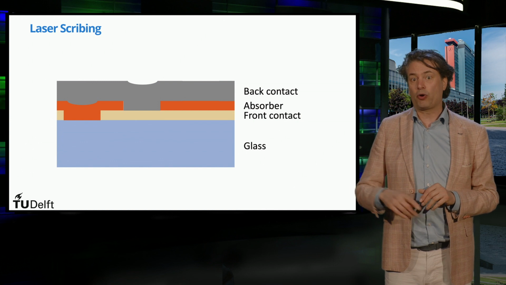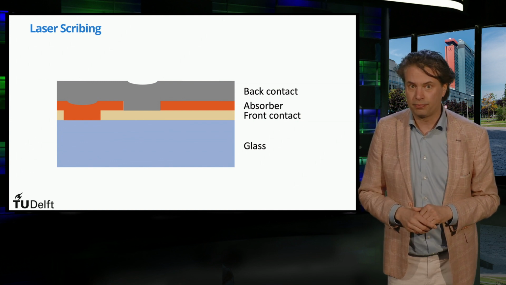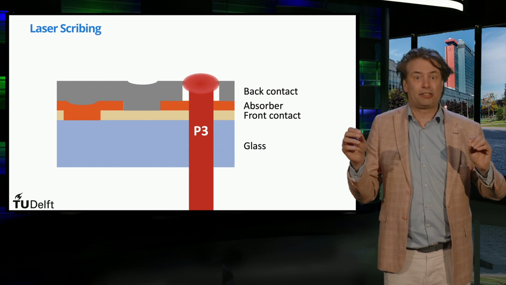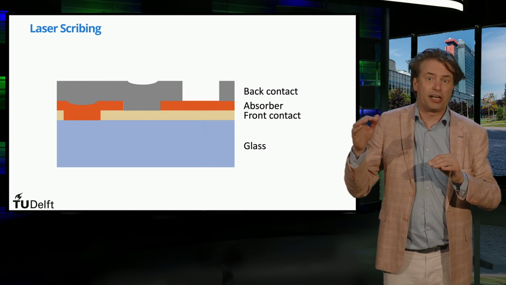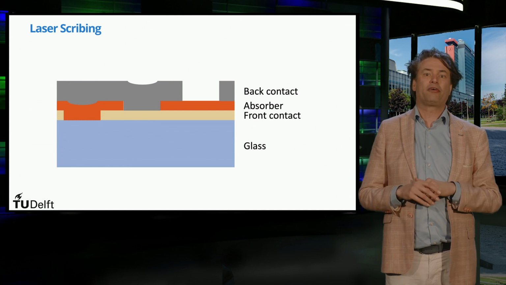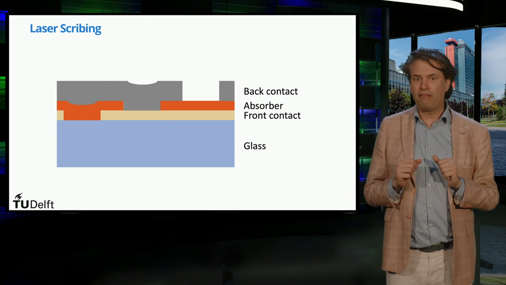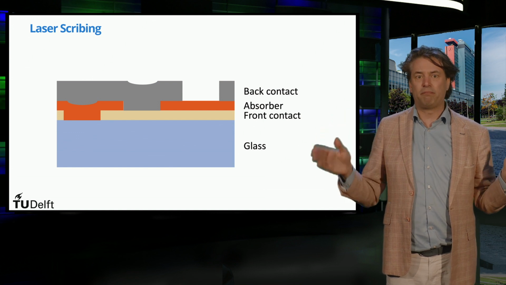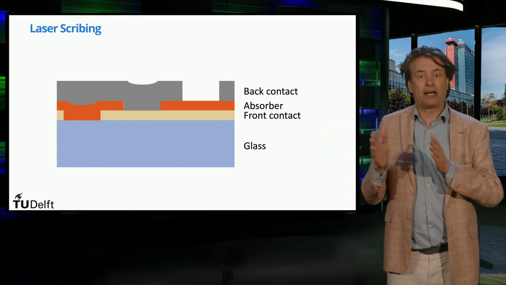Then the third laser scribe, called P3, is performed. The wavelength of this laser scribe has to be chosen such that it is transmitted through all of the preceding layers and is only absorbed by the back contact. It may therefore be, for instance, infrared light. The final laser scribe evaporates the metal and creates a gap in the back contacts.